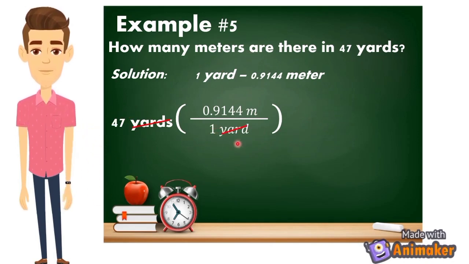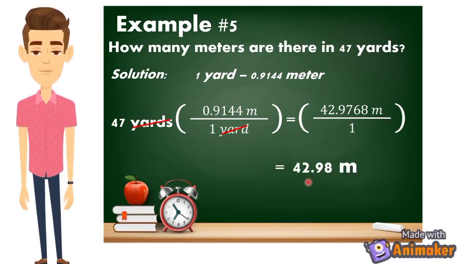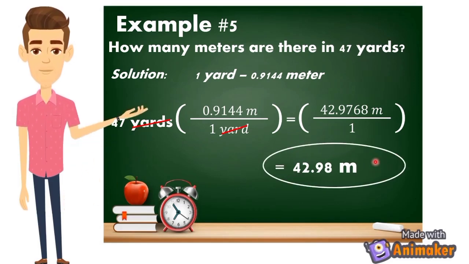So, cancel. 47 times 0.9144 meter is equals to 42.9768 meter over 1. Hindi ko na po sinama yung yard dahil na-cancel na po siya sa unang step. 42.9768 meters divided by 1, the correct answer is 42.98 meter. So again, so this is the final answer, that there are 42.98 meters in 47 yards.